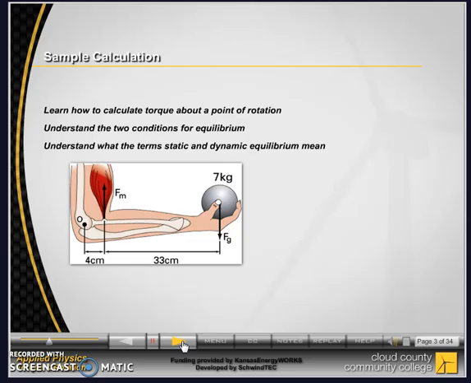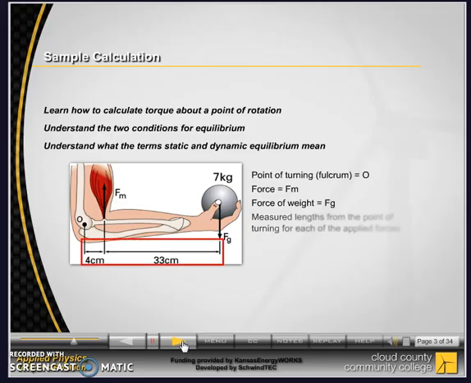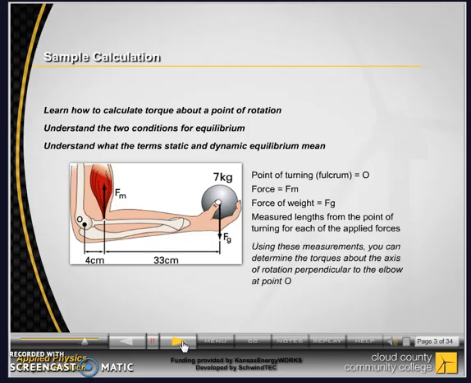Notice in this diagram that you have a point of turning or a fulcrum labeled capital O, a force Fm, which is from the bicep muscle, and a force of weight labeled Fg from holding a 7-kilogram mass. Additionally, you have measured lengths from the point of turning for each of these applied forces. Using these measurements, you can determine the torques about the axis of rotation perpendicular to the elbow at point O. You will see the rest of the solution on another page.